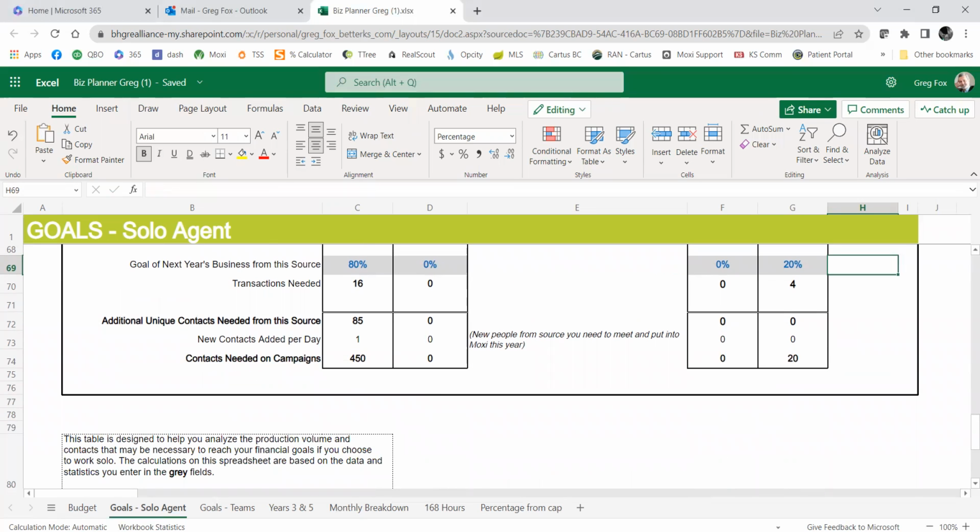Now I need 16 and 4 closings, 16 from my sphere, 4 from open houses. I need to add 85 people, and I need to meet 20 people at open houses based on my ratios. Do you see how that changed? Does anybody have any questions about that? Because it's going to get worse in a minute.